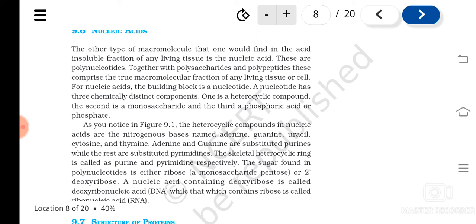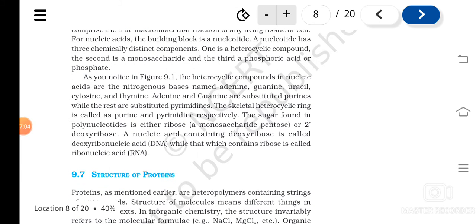We have already studied that, isn't it? What are they? Sugar, phosphate, and a nitrogen base. The nitrogen base is a heterocyclic compound, the second is the monosaccharide, that is the sugar, and then a phosphate group. The nitrogenous bases found in DNA are adenine, guanine, cytosine, and thymine. In RNA, instead of thymine, they have uracil.